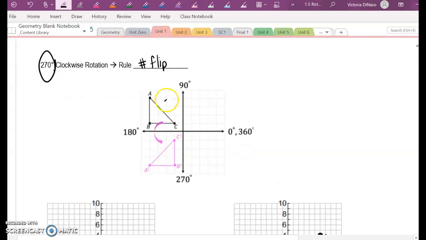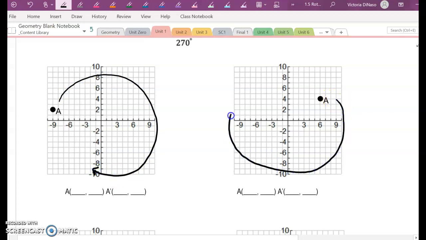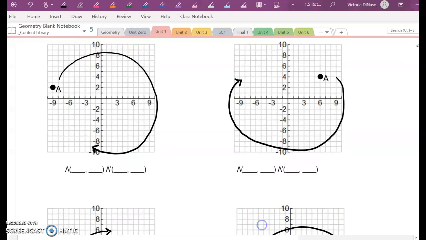All right, so we're going 90, 180, 270. So let's see, we're going past 3, 1, 2, 3. So again, 90, 180, 270. All right, so here we go.